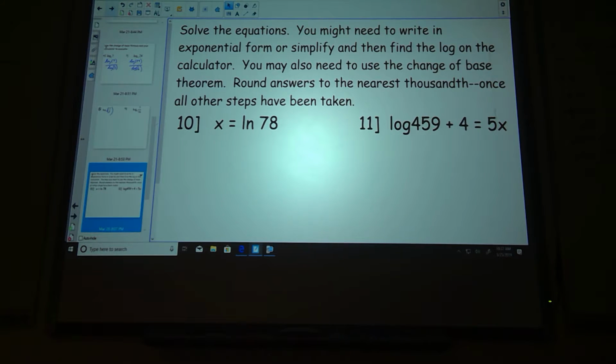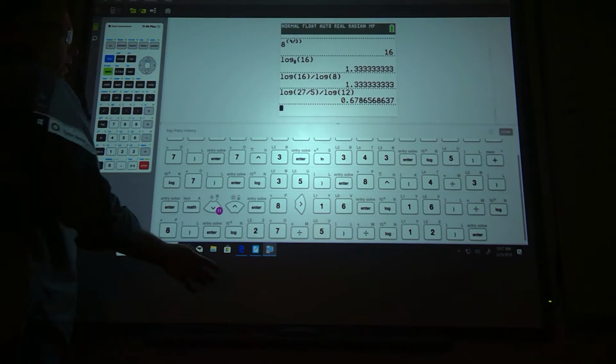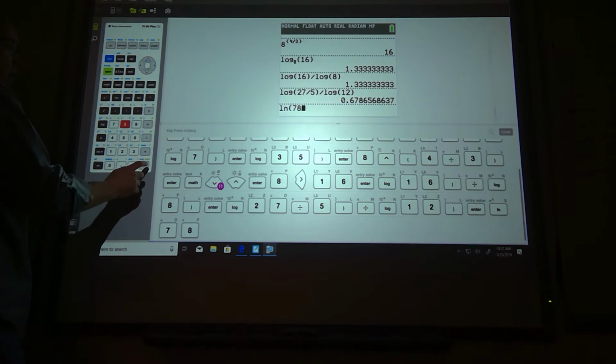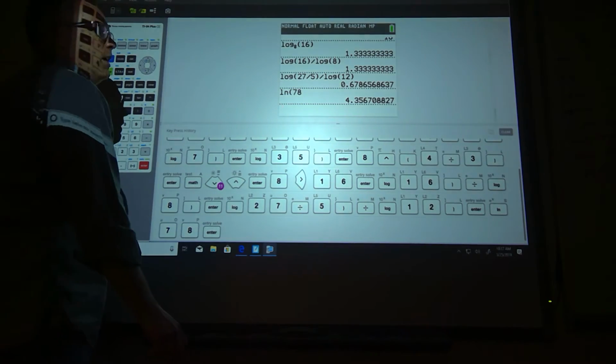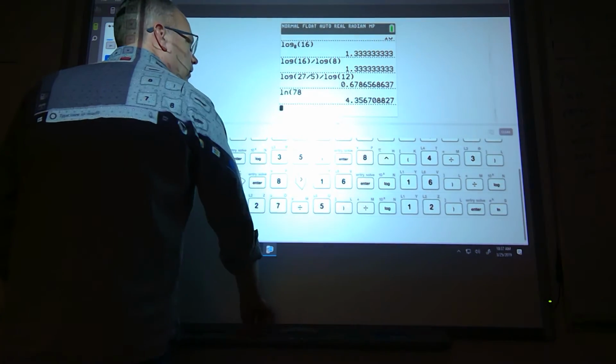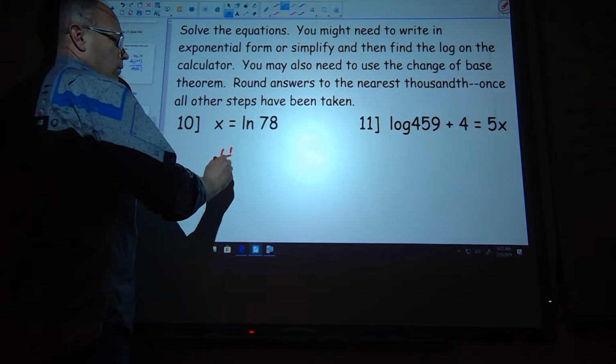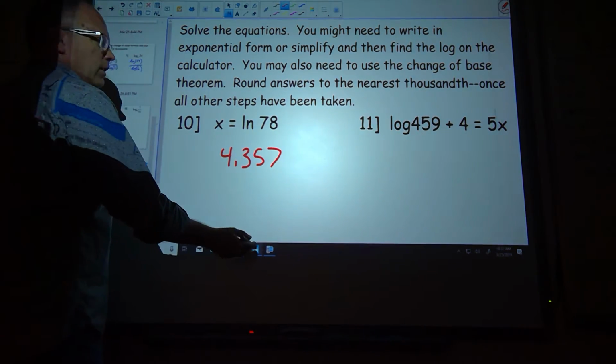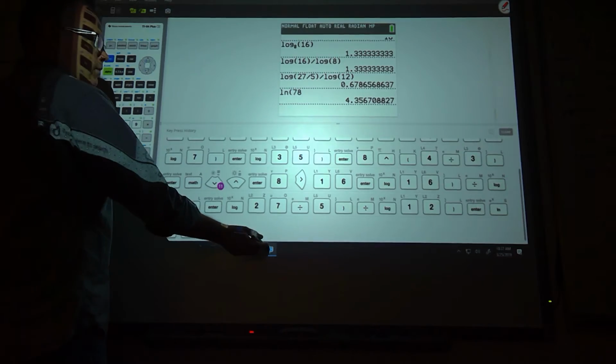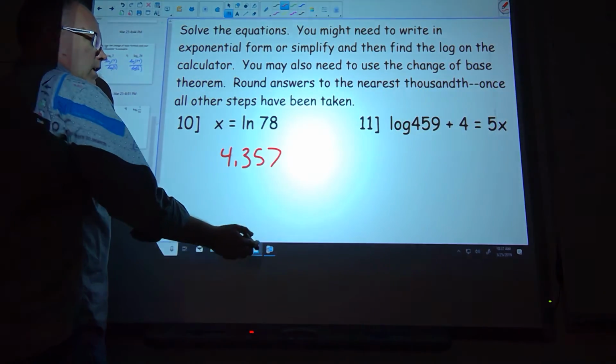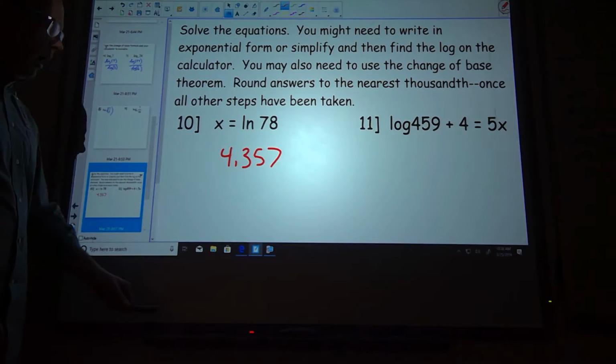So this is, we're going to look at this one of two ways. Let's solve this where we could just plug natural log 78 into our calculator, which would be great. So if I just go ln 78, so I get 4.357. Okay. So let's do this another way as well.